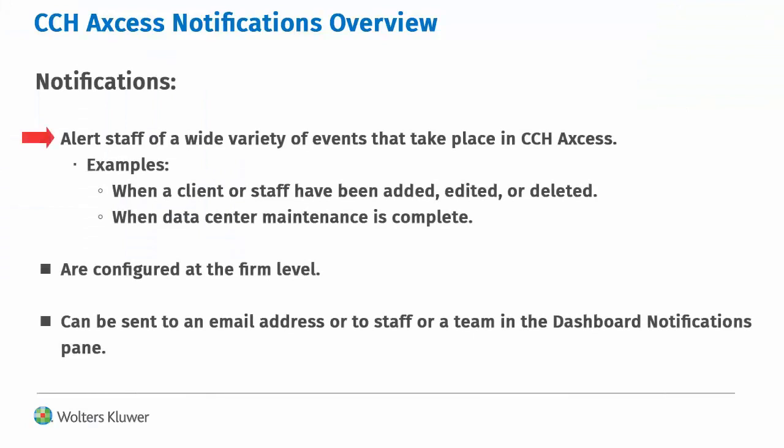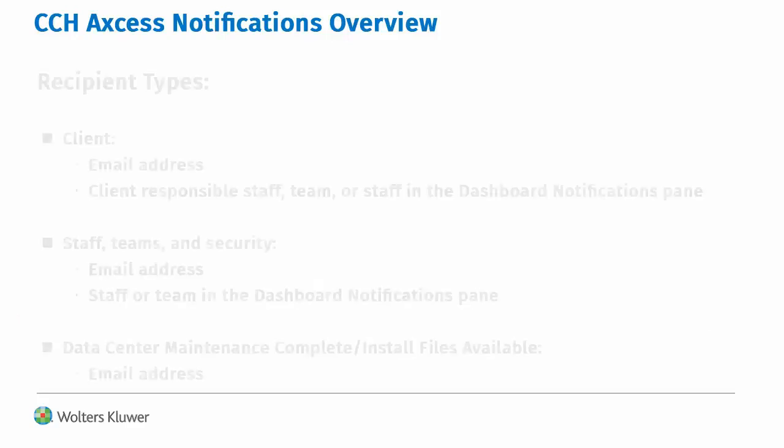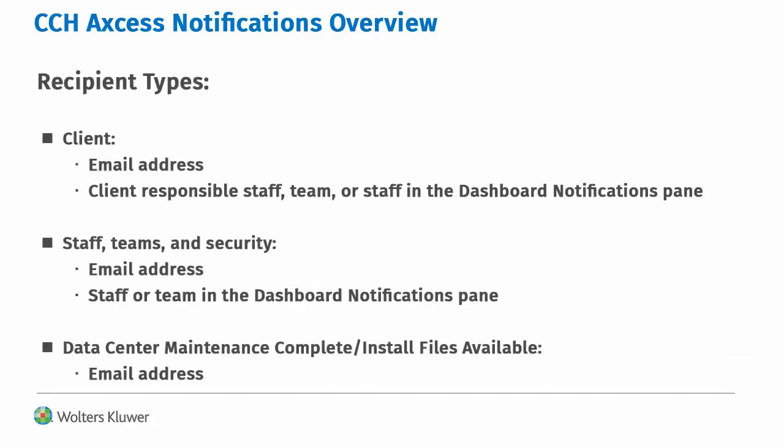Notifications automatically alert staff of events that occur in CCH Axcess. They are configured at the firm level and can be sent to an email address or to staff in the dashboard notifications pane. The notification dictates the type of recipient. For example, notifications for client events can be sent to client responsible staff. However, notifications for data center maintenance can only be sent to an email address.